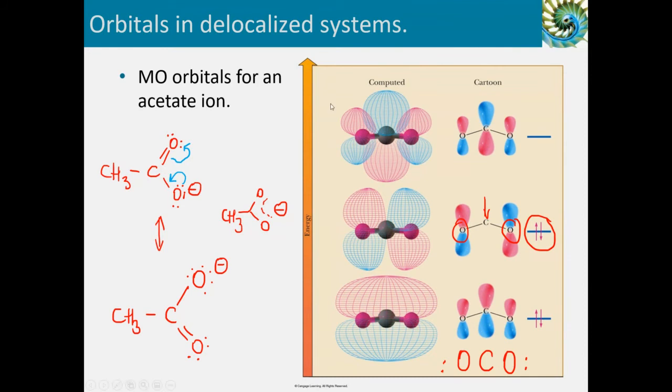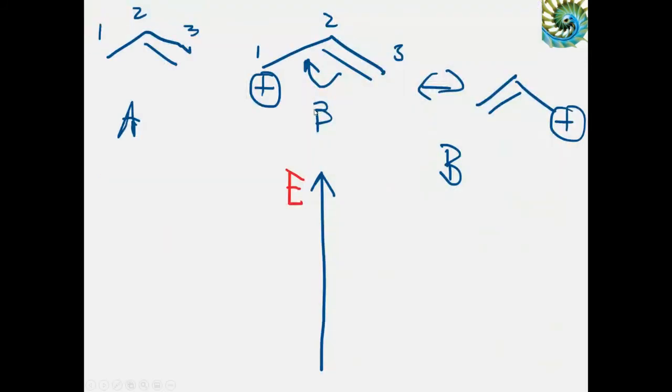Okay, so let's go to the next example. Here we have two molecules. One molecule is a propene molecule, so it has the 3 carbons and the double bond here. The other molecule is called an allylic carbocation. Carbocation because it's a carbon with a positive charge on it.